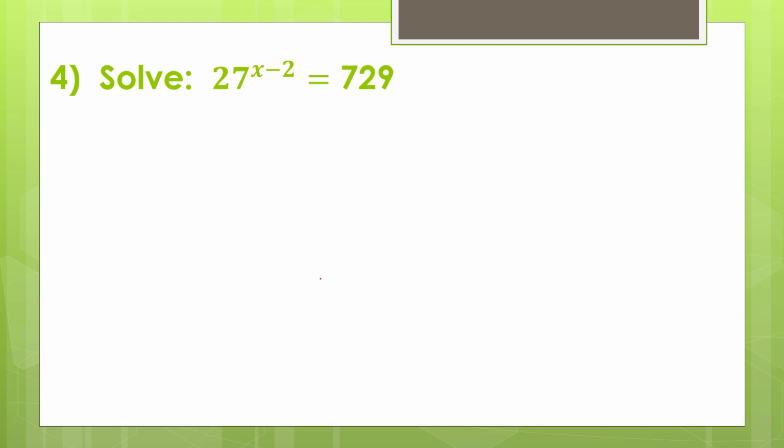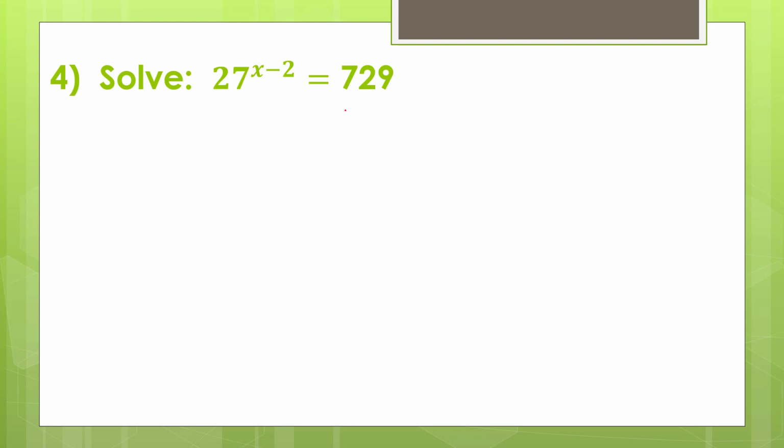27 to the x minus 2 is equal to 729. All right. Well, now we got a little bit of work to do. 27 squared is actually 729, but that's not one that we really memorize or tend to know. We're going to go ahead and use it because I know it.